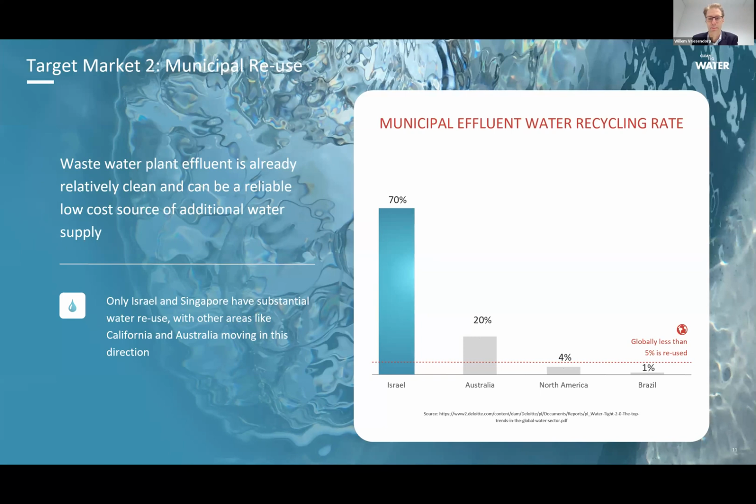So Israel is a great example. In Singapore, they also have recognized this as the easiest and quickest way to increase water availability. And the rest of the world, especially the areas that are dry, like Southern Europe, California and other places in the US, and also Australia, are recognizing this. We should all be doing that when there's water shortages. The first thing to do is look at municipal effluent.